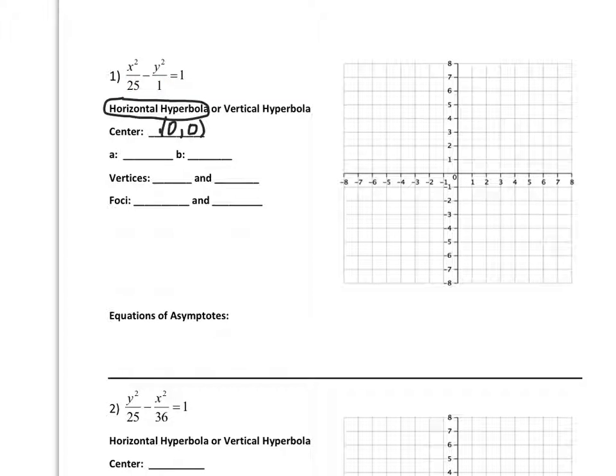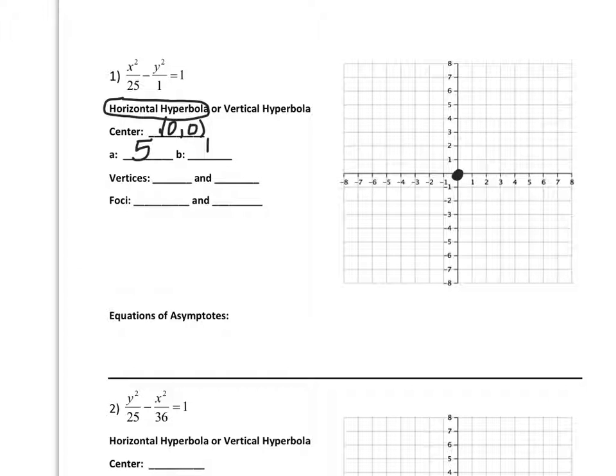So it's the square root of 25, which gives us 5. The square root of 1, which gives us 1. Okay, so let's start and graph what we have so far. Our center is at 0, 0. Our a value is 5 and our b value is 1.